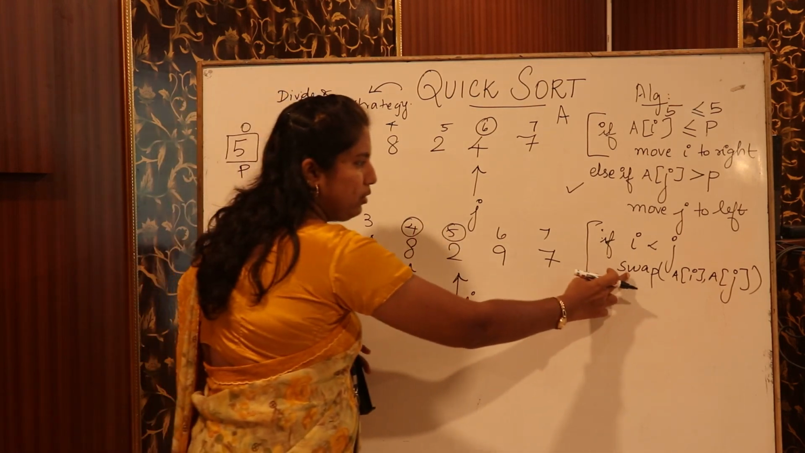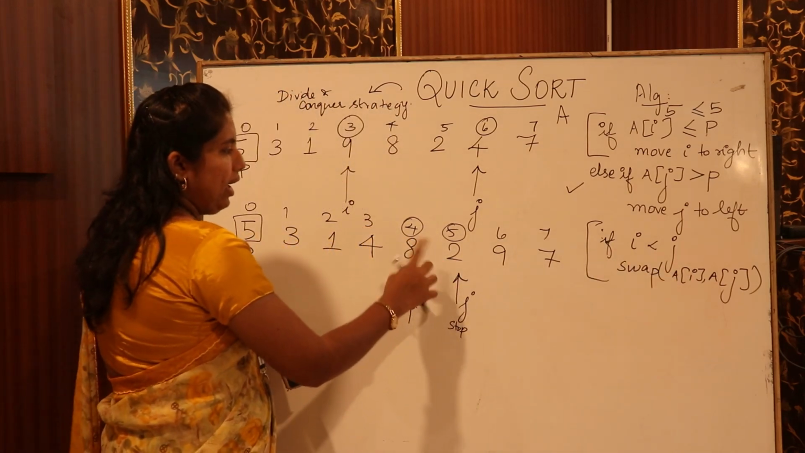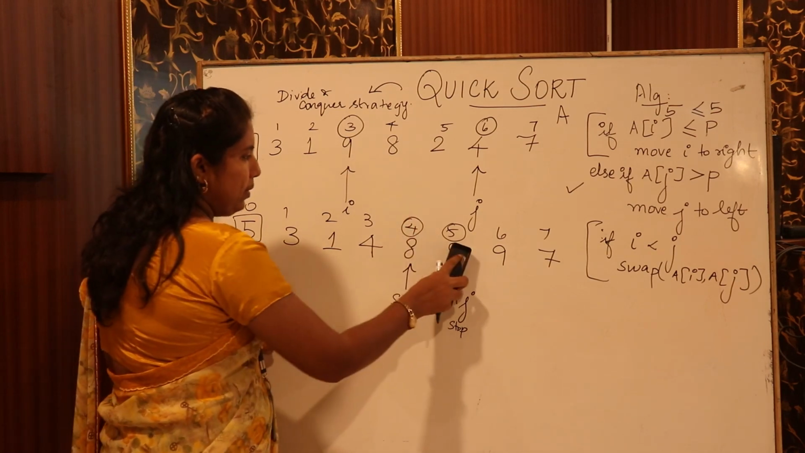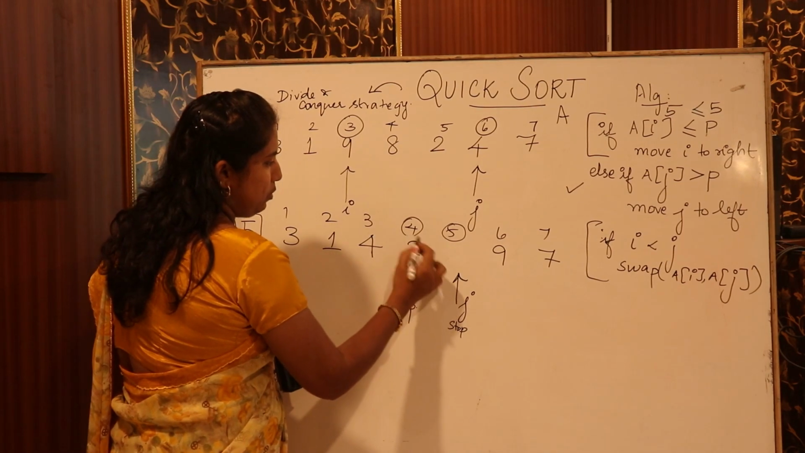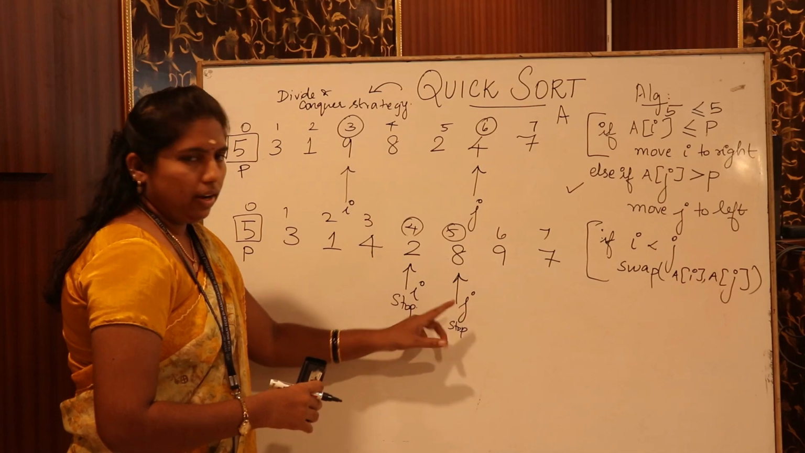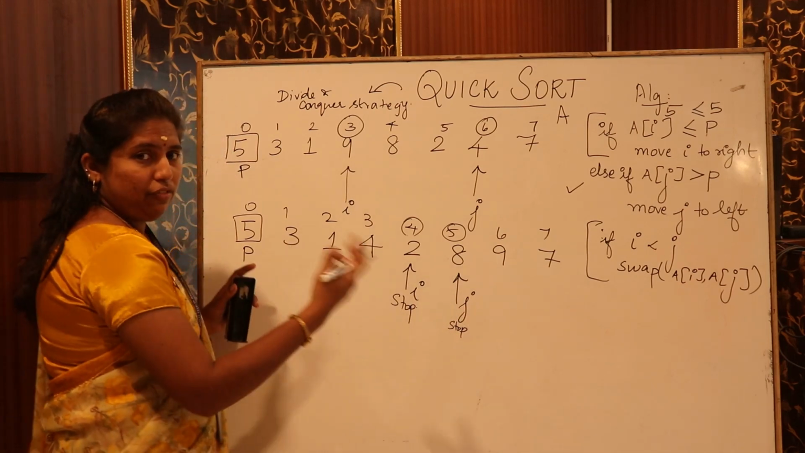So what I have to do, I have to swap the a of I with a of j, which means that I have to exchange the values, not the index. So what happens here is 2 will be shifted to this position and 8 comes to this position. But the ith and the jth index remain the same over here. Again, I have to start from the first.